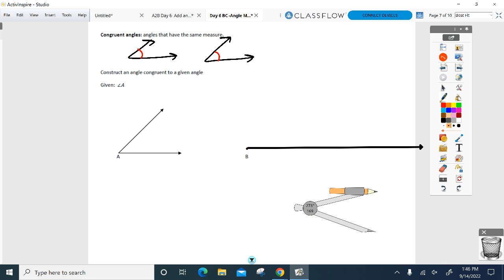So hopefully at the end, we have another ray coming here, and the two angles are congruent to each other. First step, put your compass on the vertex A, everybody. You're going to make an arc with your pencil through the two rays.